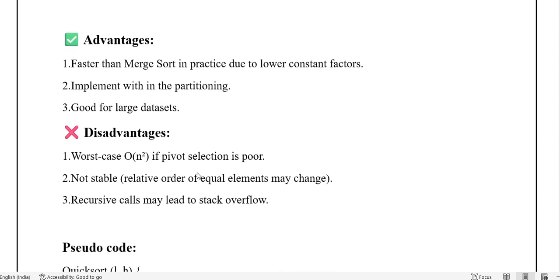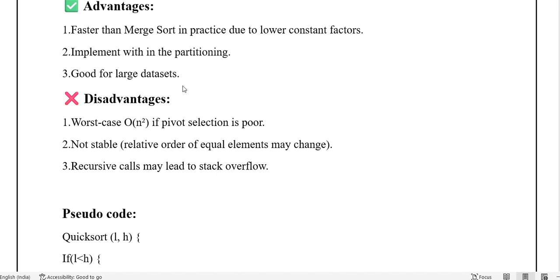Now, the important advantages and disadvantages. The advantages: it is faster than merge sort in practice due to lower constant factors. Compared to merge sort, quicksort is an efficient algorithm, and it is implemented within the partitioning. Dividing is very important to doing the sorting, and it is also good for large databases.